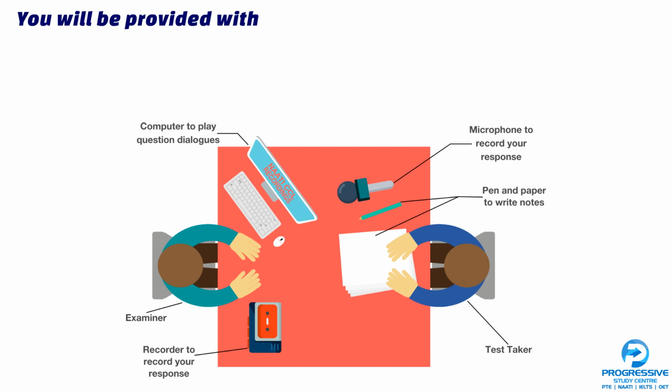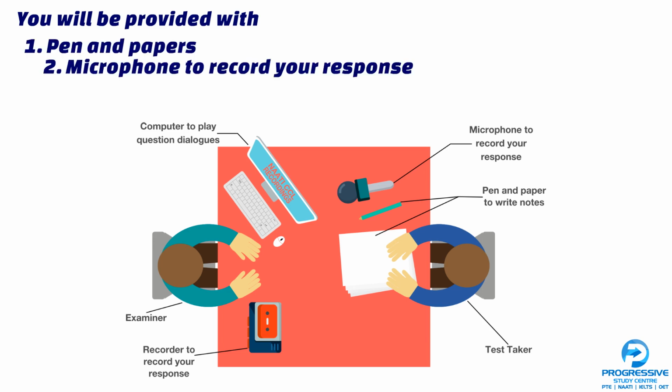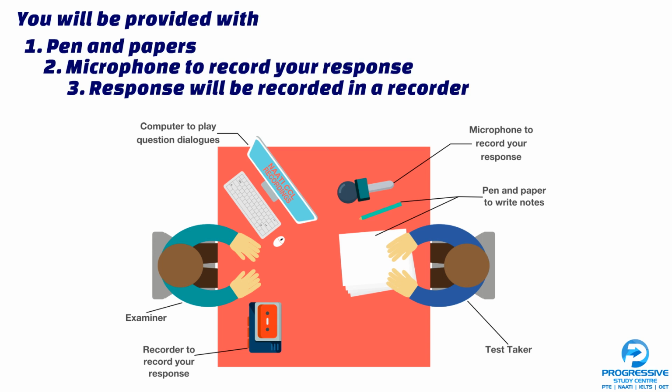For the test, you will be provided with certain equipment. Firstly, a computer will play the recordings of the dialogues that you have to translate. While the recording plays, you are allowed to write down notes. For this purpose, pens and papers are provided by the testing center. At the end of the dialogue, you will hear a chime. After this, you have to record your translated dialogue using a microphone. Your response will be recorded in a recorder. Immediately after your response, another dialogue will be played, and again you have to translate it.